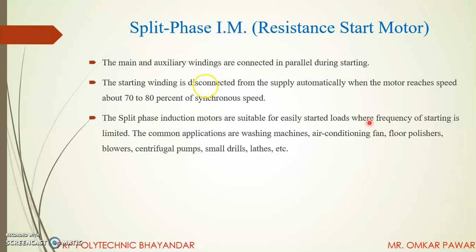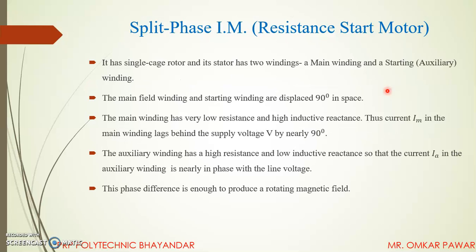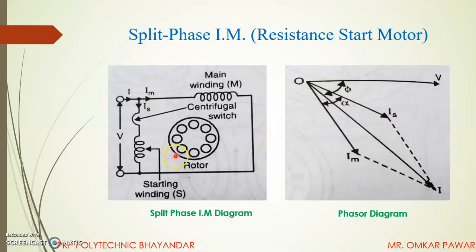The main and auxiliary windings are connected in parallel during starting. The starting winding is disconnected from the supply automatically when the motor reaches a speed of about 70 to 80% of synchronous speed. For this we use a centrifugal switch. The starting winding is used only to start the induction motor, and the main winding remains in the circuit all the time. When the motor reaches 70 to 80% of its speed, the centrifugal switch automatically opens, and the starting winding is cut out from the circuit.